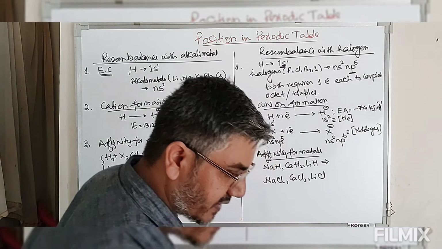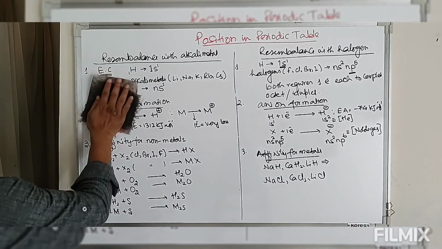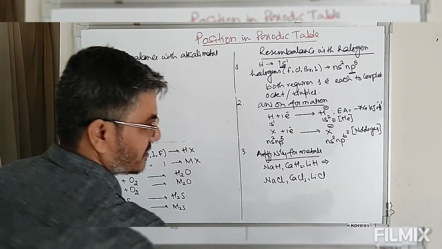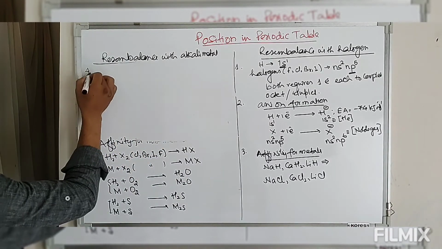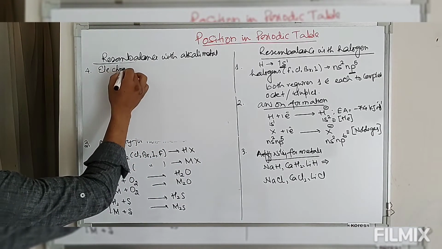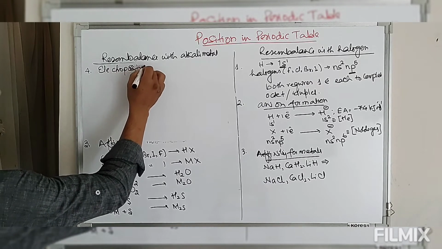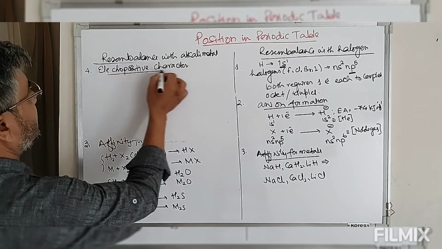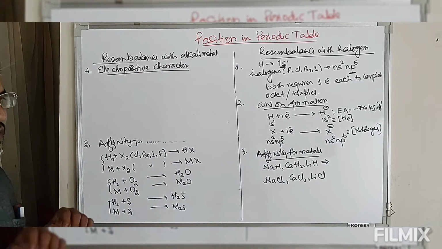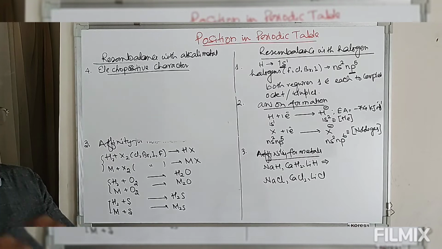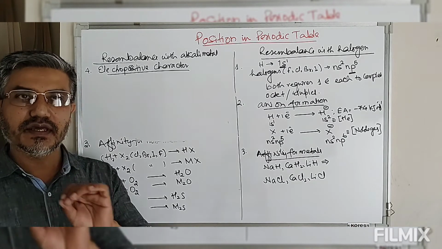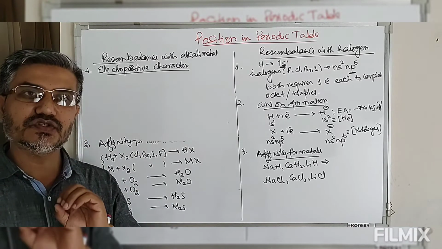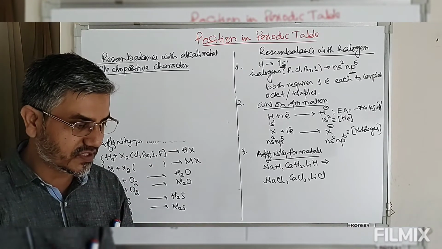The fourth point, that is electropositive character. Electropositive character means hydrogen must be in the form of H plus. Now to explain the presence of H plus, we take some certain compounds.